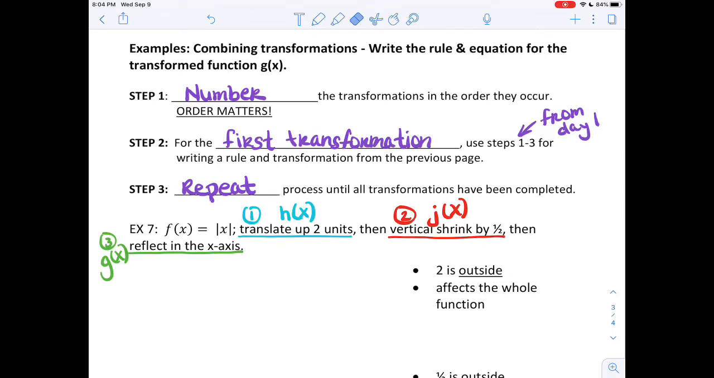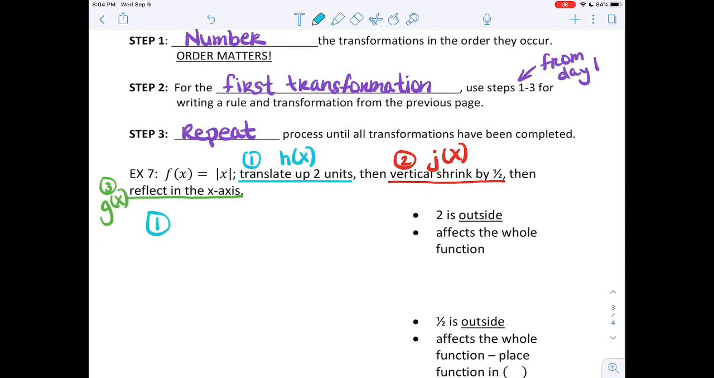Now that we've numbered our transformations, let's start working through them. So our very first transformation, number 1, remember that we're going to call that h of x. And h of x, to translate up 2 units, that's going to be f of x plus 2. This is a vertical transformation, so it's going to affect the whole function, hence the 2 on the outside. What is our whole function? Absolute value of x. So we will substitute that where we see f of x to get h of x. So h of x is equal to the absolute value of x plus 2. That is our transformation number 1.